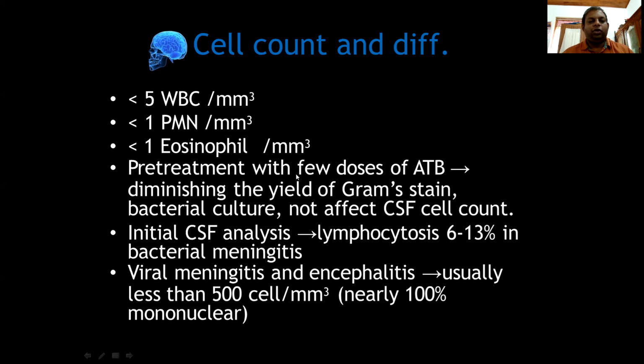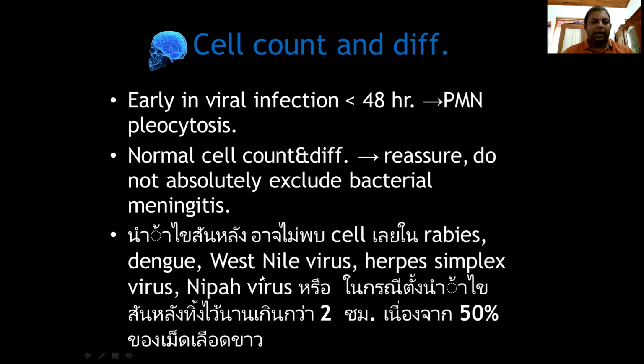Pre-treatment, normally the white blood cell count is less than 5, polymorphonuclear neutrophils less than 1, eosinophils less than 1. But it can be abnormally high. In the initial CSF analysis, lymphocytosis is also there. In viral meningitis and encephalitis, usually the cell count is low, nearly 100% mononuclear cells, so lymphocytes. Early in viral infection, polymorphonuclear pleocytosis is there. A normal cell count and differential count is reassuring, but does not absolutely exclude bacterial meningitis.